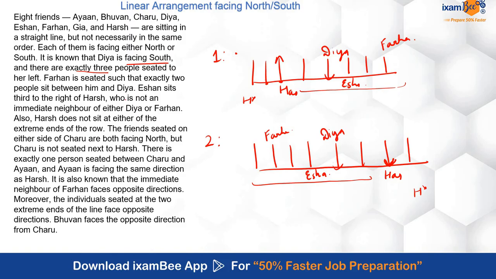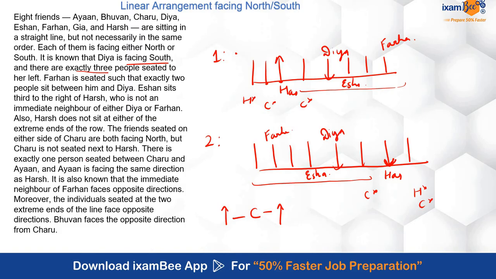Okay, next if you see, friends seated on either side of Charu. We don't know Charu in this arrangement right now. So on either side of Charu, both are facing north. But Charu is not seated next to her. So Charu is not here, not here, not here, and not here.